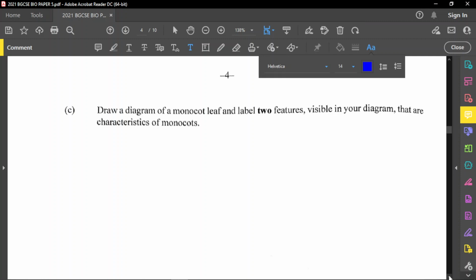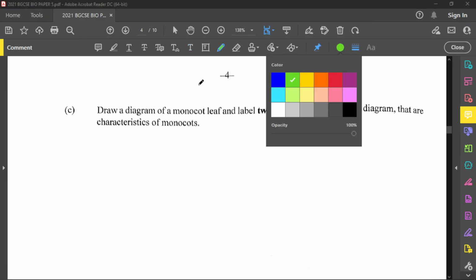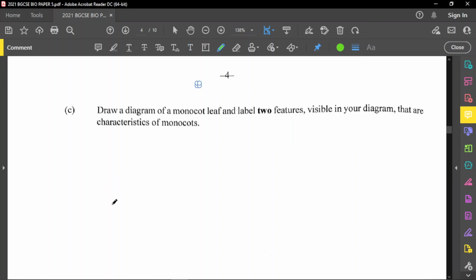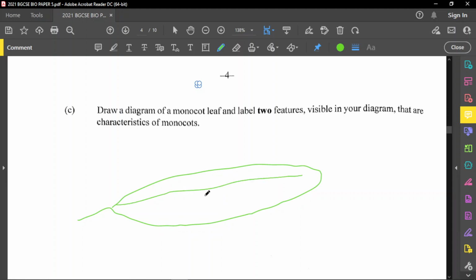All right. So first, to draw the leaf, let's put this in green. You're going to make sure you draw the leaf in a certain orientation. So the leaf is going to look something like that. And then along the leaf, inside the leaf, you have some veins, and the veins are going to run.